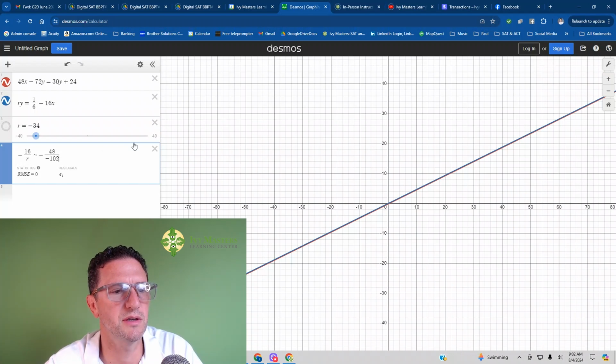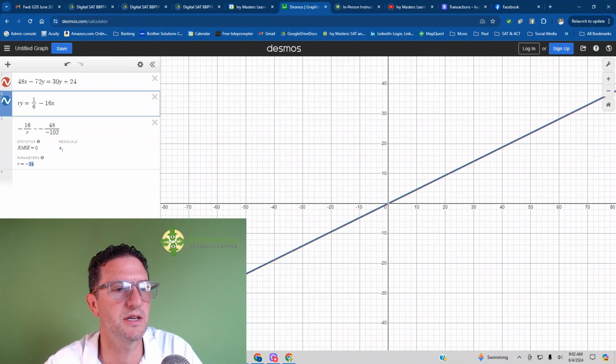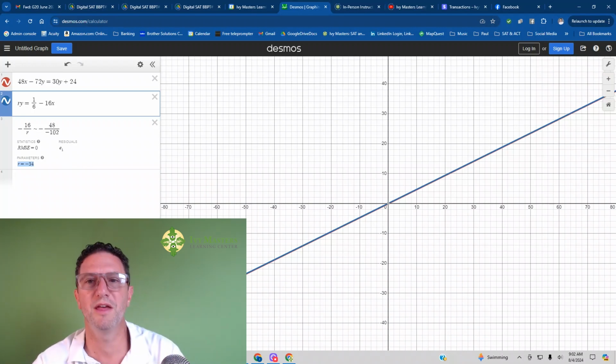because anything over 0 is undefined. It doesn't tell you what R equals. It should tell you what R equals. That's because I have R defined up here with the slider. I get rid of that, and then notice it tells me what R equals. It's negative 34. Once again, mark your answer. Move on.